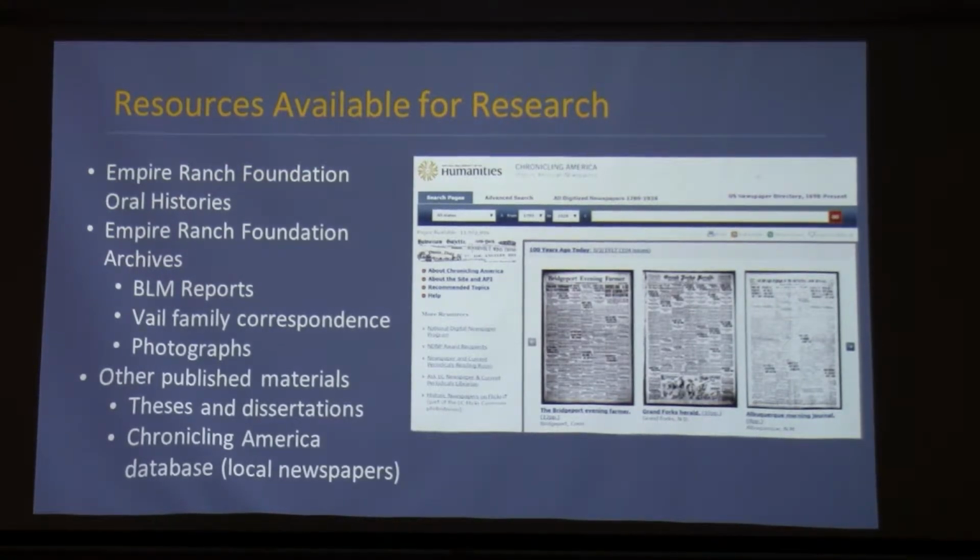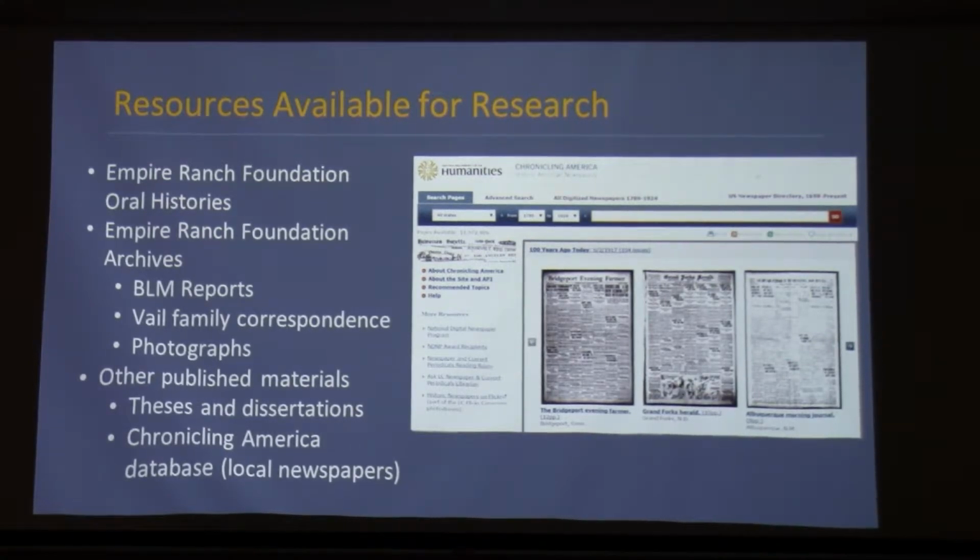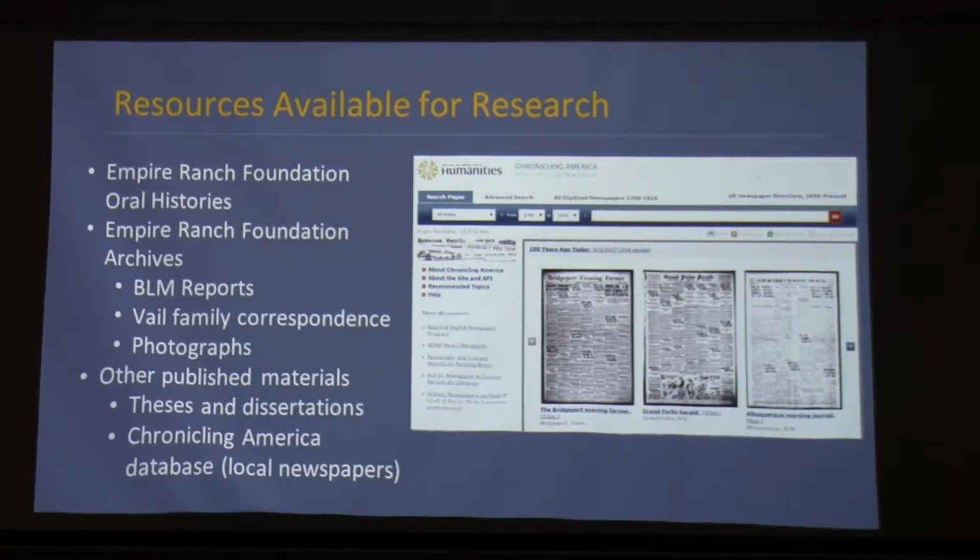Other types of resources available include things like oral histories. The Empire Ranch Foundation maintains archives, which include things like BLM reports that were done when BLM first became responsible for the ranch, Vail family correspondence, and photographs, and you'll see examples of how those can be used in this research. And then other published material which you may be familiar with, like theses and dissertations.